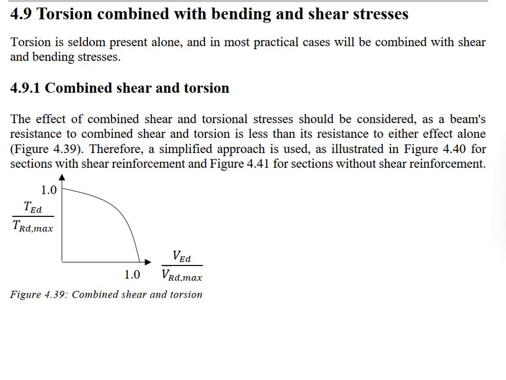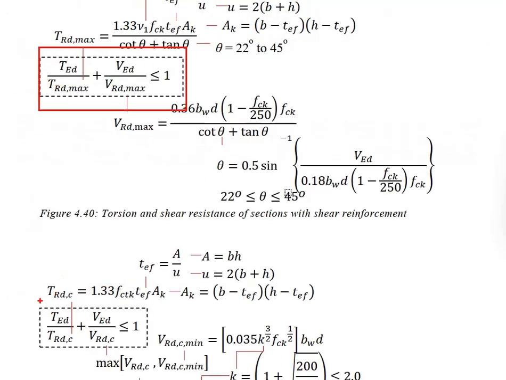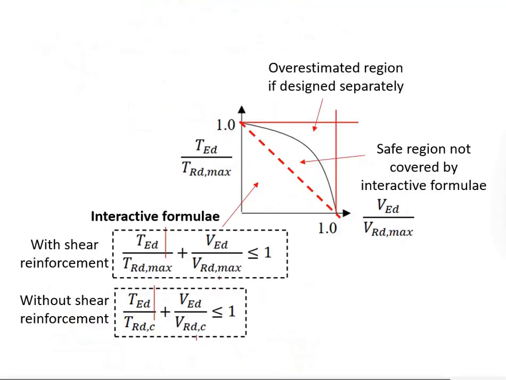Previously, we talked about the design of reinforced concrete members subjected to the combined actions of shear and torsion. We mentioned that a member's resistance under combined shear and torsion is typically less than its resistance when the shear and torsion are acting separately. In order to cater for this, the interaction formulas are used, as a conservative measure, ensuring that the design outcomes are always within this area where there is no chance of the members failing under the combined effect.